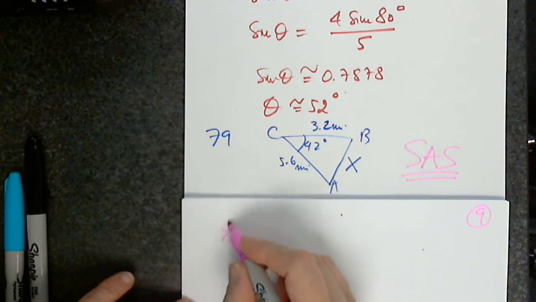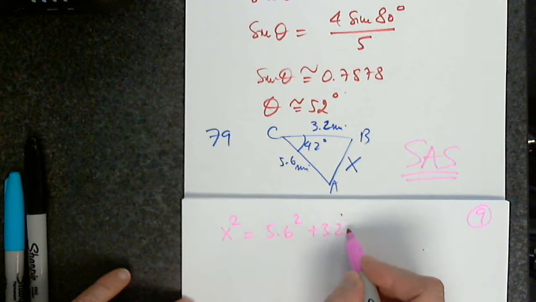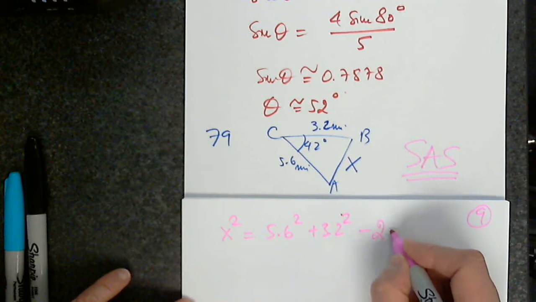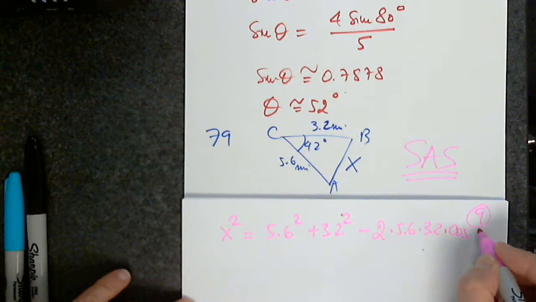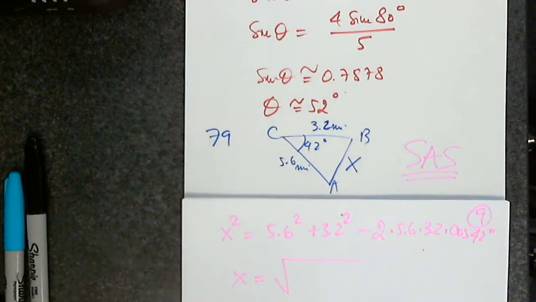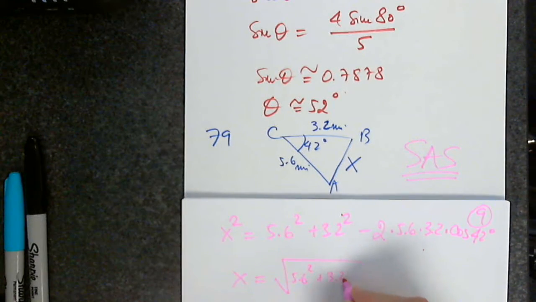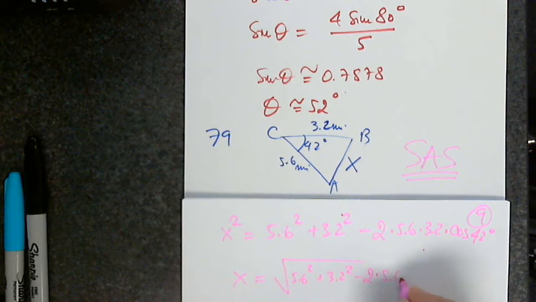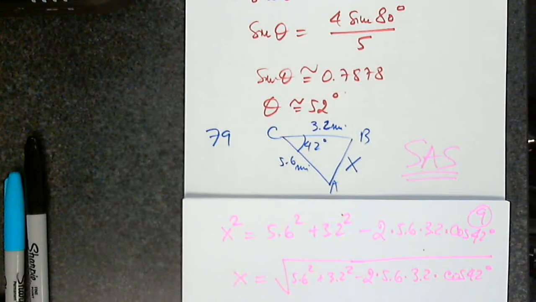Very good. So this is x squared equals 5.6 squared plus 3.2 squared minus 2 times 5.6 times 3.2 times cosine 42 degrees. And of course, when I put it in the calculator, I will put that whole thing with a square root on top of it. So 5.6 squared plus 3.2 squared minus 2 times 5.6 times 3.2 times cosine 42 degrees. Make sure again your calculator is in degrees. So let's do that.